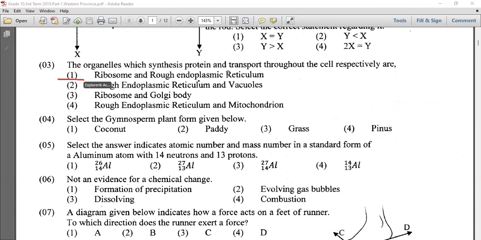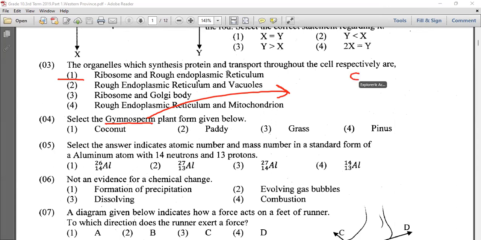Select the gymnosperm plant from the below. What is a gymnosperm? Seeds that are not covered by a fruit. Right? Seeds which are not covered by fruits are called gymnosperms. So you have to highlight this and write what gymnosperms are. Seeds which are not covered by a fruit. So in your syllabus, you learn two of those seeds which are not covered by a fruit.